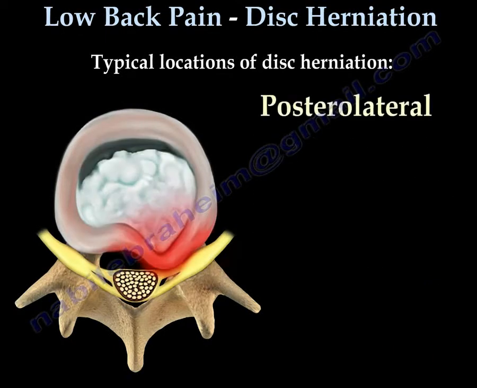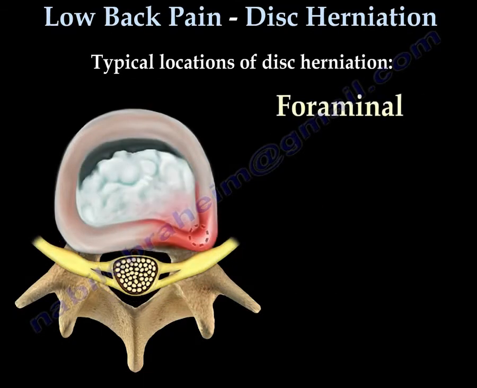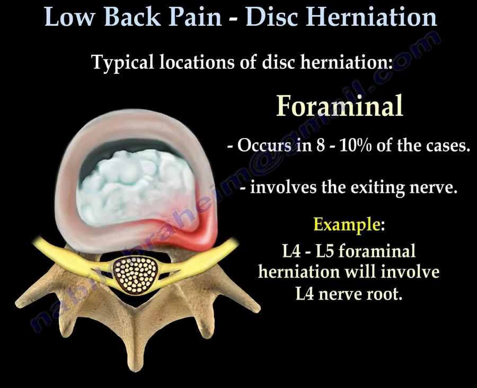The second location is posterolateral. Usually it is the most common location. It involves one nerve root, the lower one. For example, L4-L5 herniation will involve the L5 nerve root. Foraminal. It occurs in about 8 to 10% of all cases. It involves the exiting nerve. For example, L4-L5 foraminal herniation will involve the L4 nerve root.